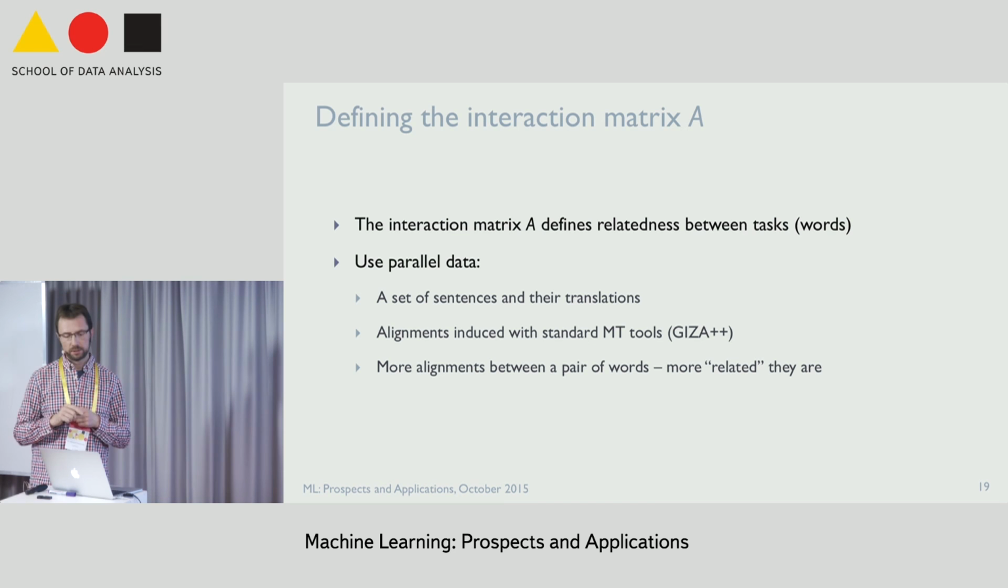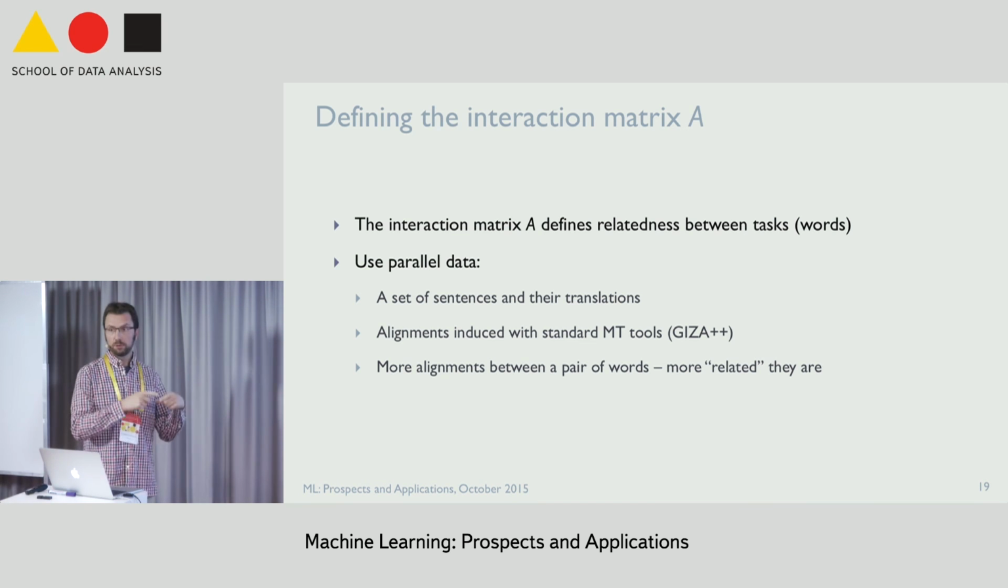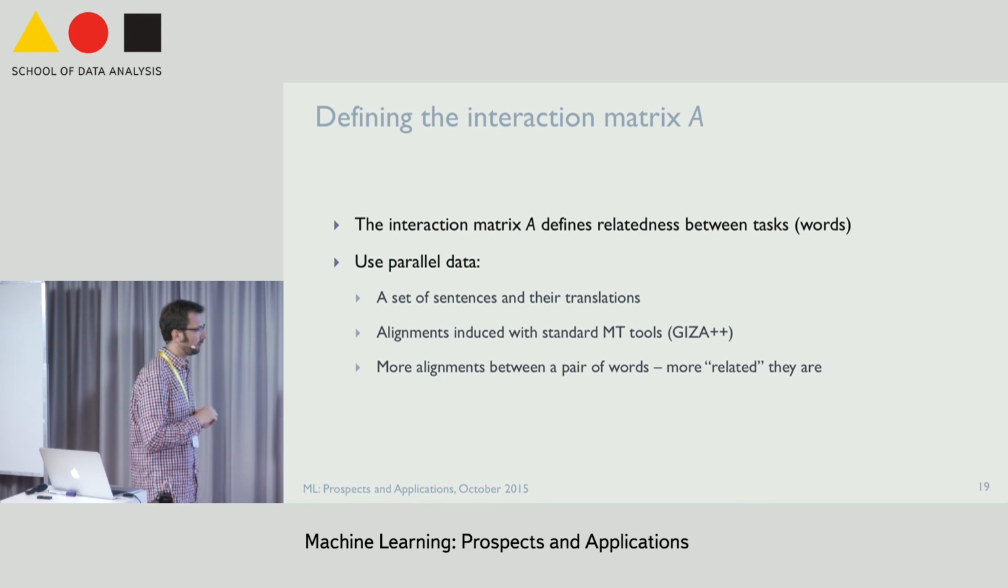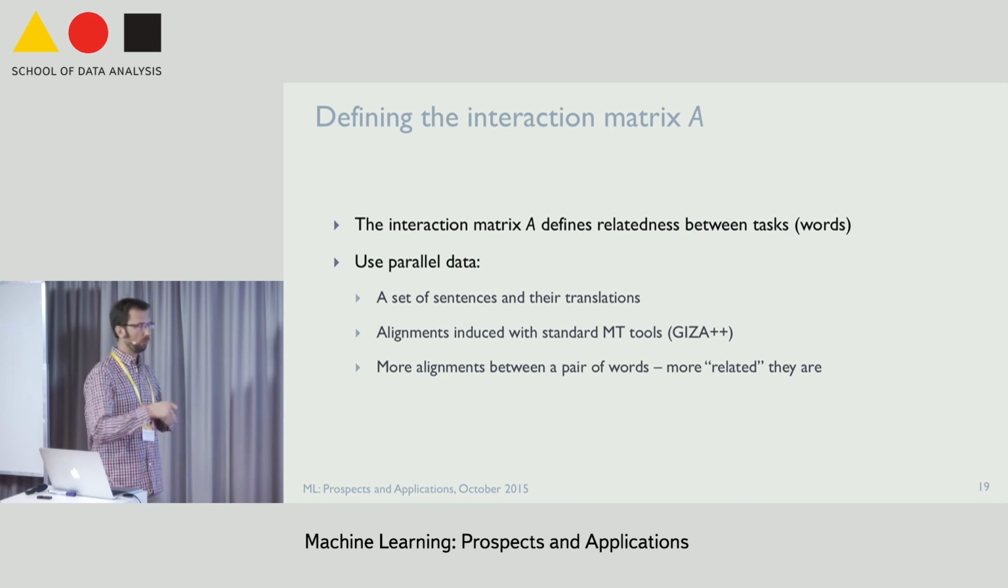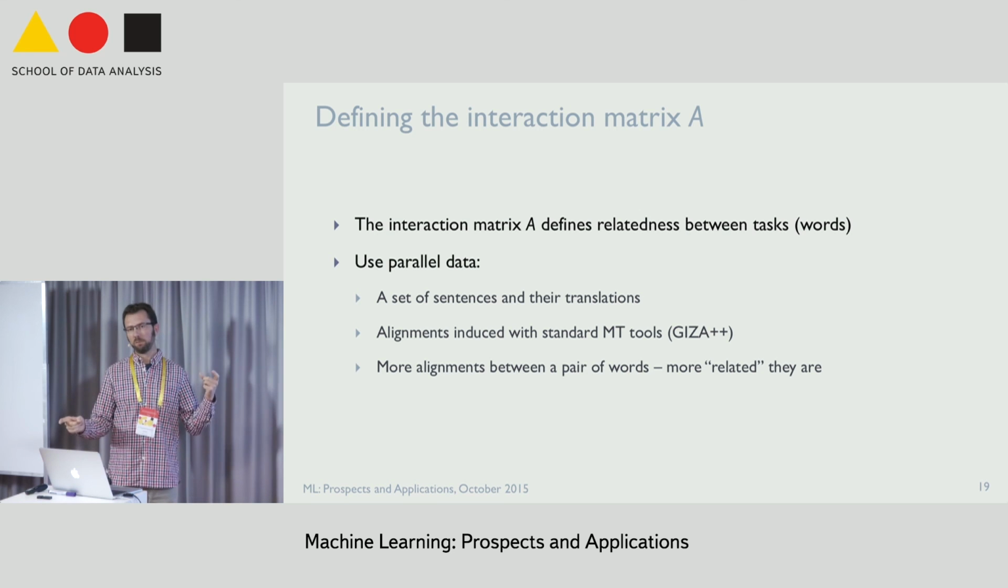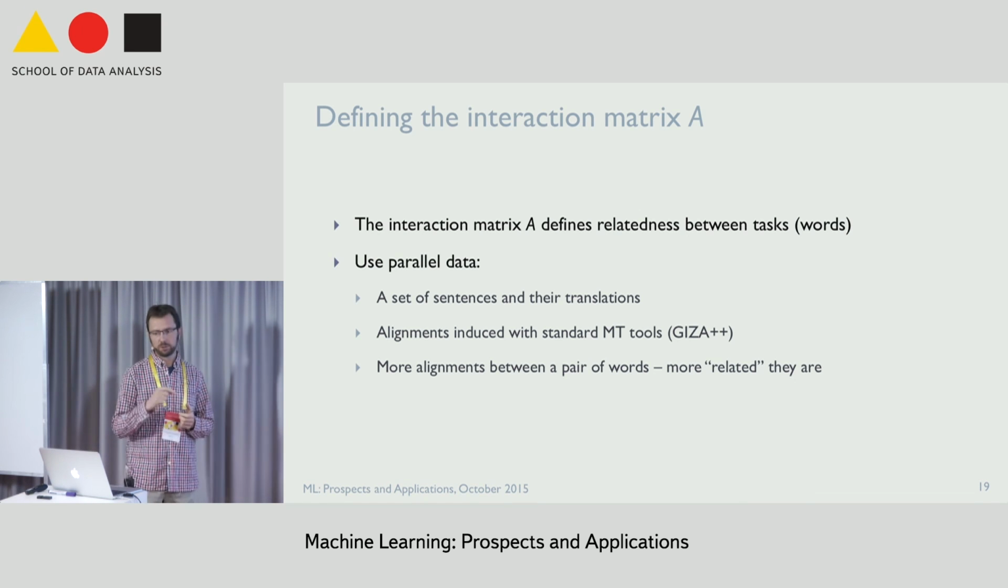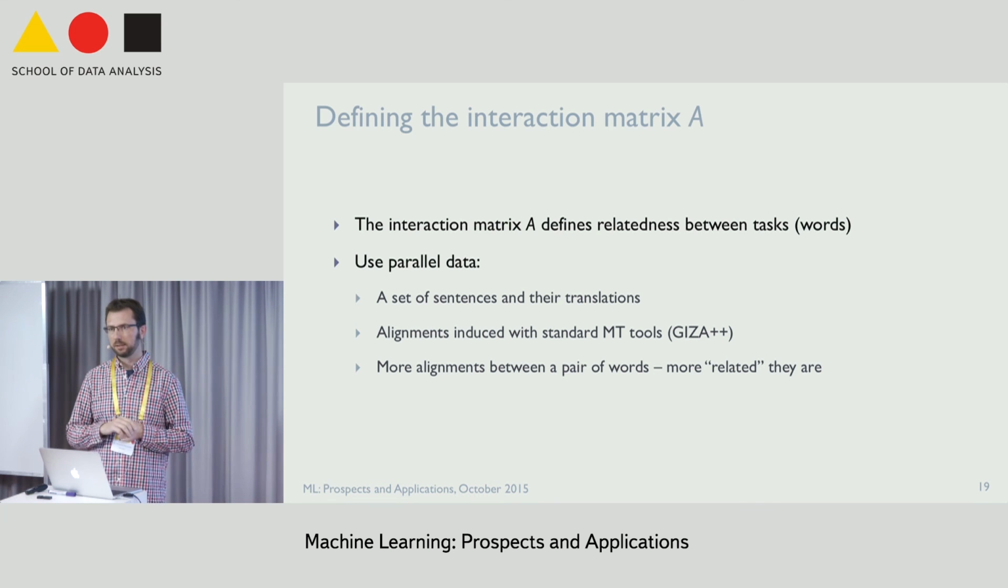So what we're going to do is we'll take parallel data. So these are sentences and their translations. We'll use standard machine translation tools to induce word alignments. So those are basically alignments between words and likely translations in the other language. And then we'll count them up and we'll say that the more alignments we get for a pair of words, the more related they are, the fewer we get, the less related they are. And we'll use that to directly define A inverse, which is what we need for computing the updates.